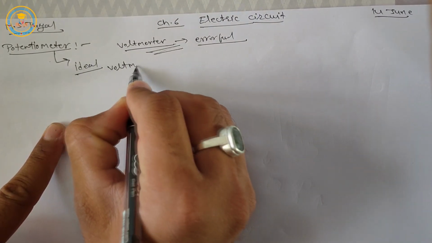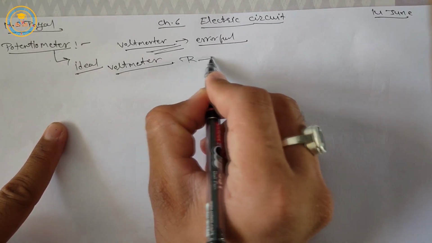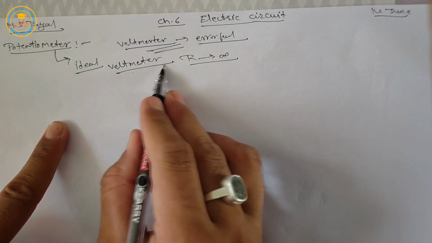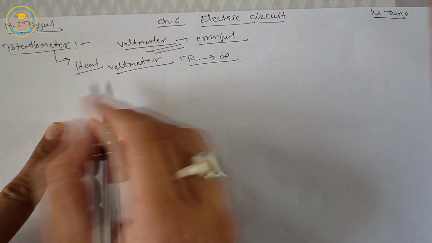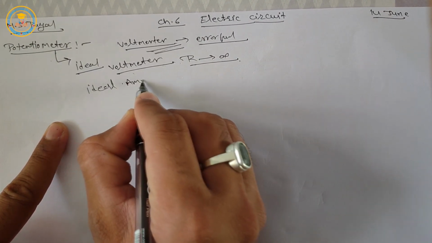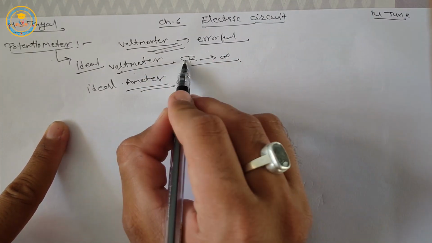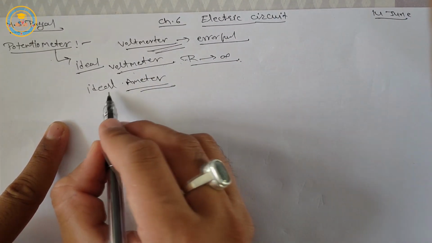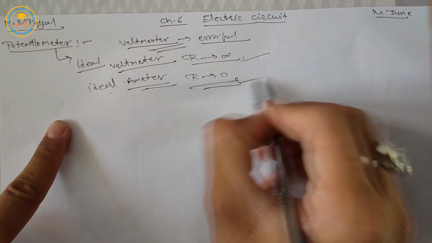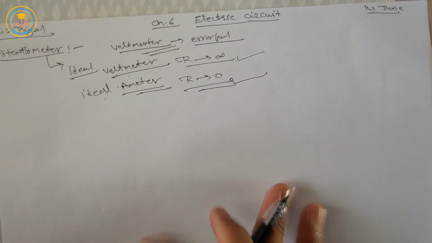This is the ideal voltmeter, and the resistance of an ideal voltmeter is infinity. This is very important. The resistance of an ideal voltmeter is infinity, and the resistance of an ideal ammeter is 0. You learn it. This is very important for our competition examination.